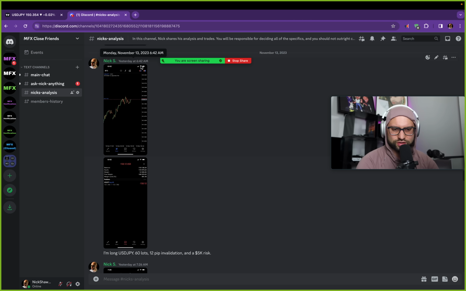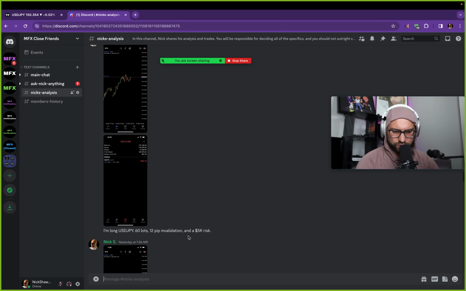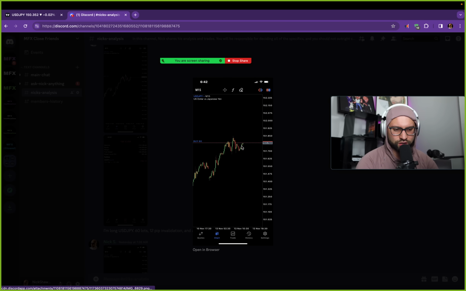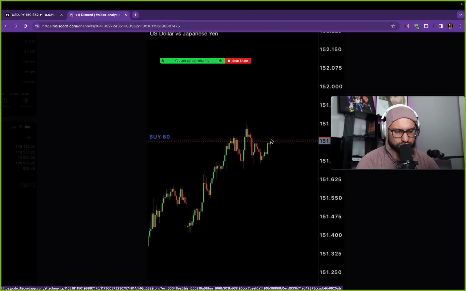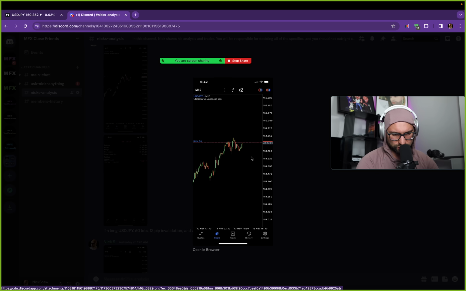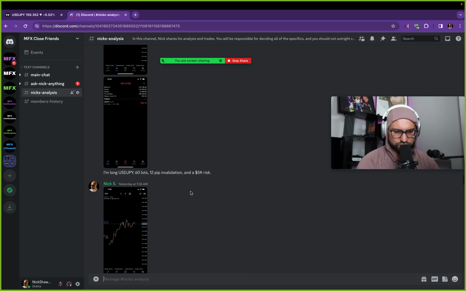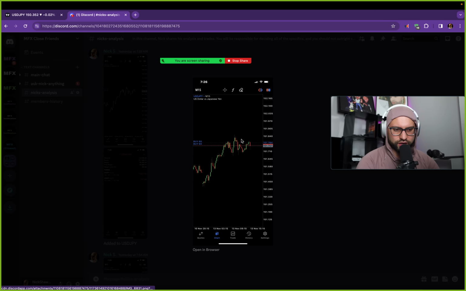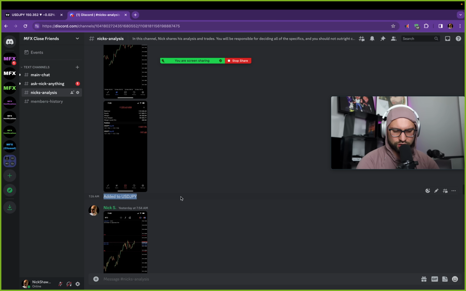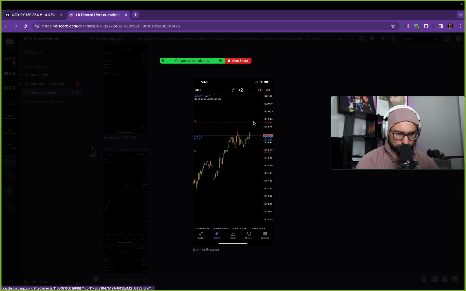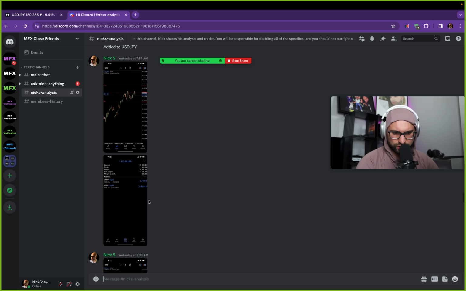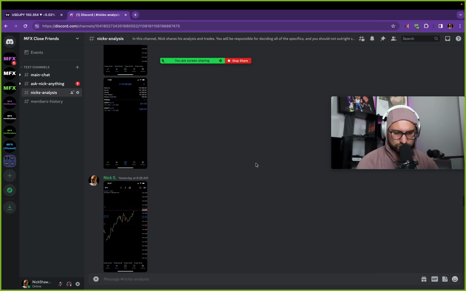So yesterday around 6:40 a.m., I put on long USD JPY, 60 lots, 12 pip invalidation, and a 5K risk. Just like I was showing you, I bought right there. My invalidation was underneath those lows. This was the trade that I had entered. I added to it right here as it started pulling back, rejecting and going back up. Then as it started going up, I put in a stop loss and take profit on both positions.